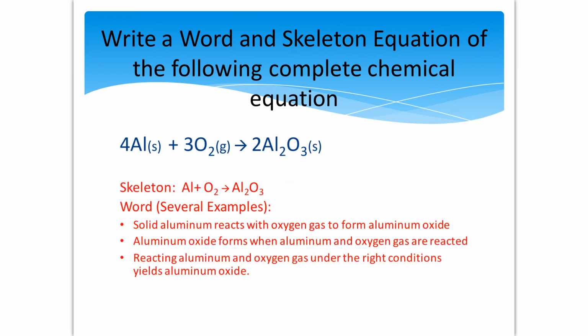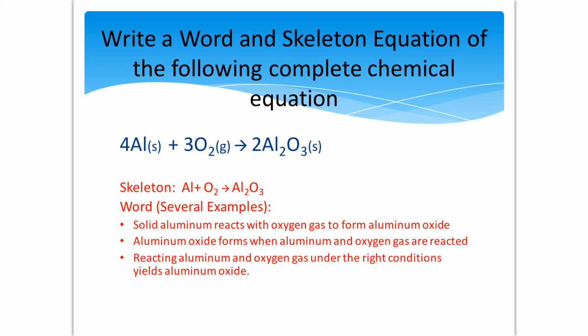Now we're going to go to the next page and show you how we write it out in words. Okay, so we wrote the skeleton one again on this side, but here are some examples of the word ones that you could have written. Solid aluminum reacts with oxygen to form aluminum oxide. Aluminum oxide forms when aluminum and oxygen gas are reacted. Reacting aluminum and oxygen gas under the right conditions yields aluminum oxide. There's all kinds of ways you can write this.